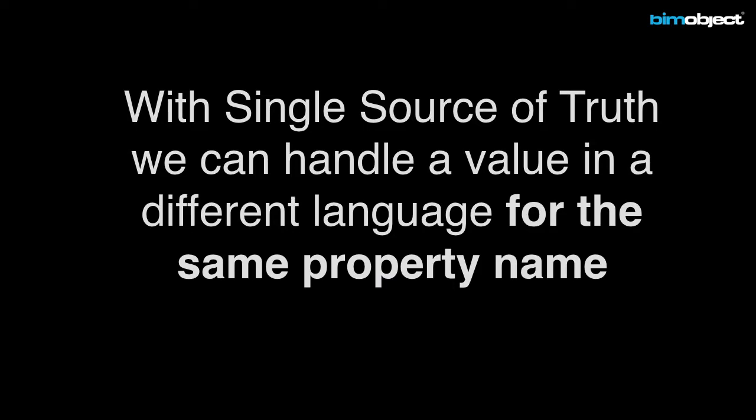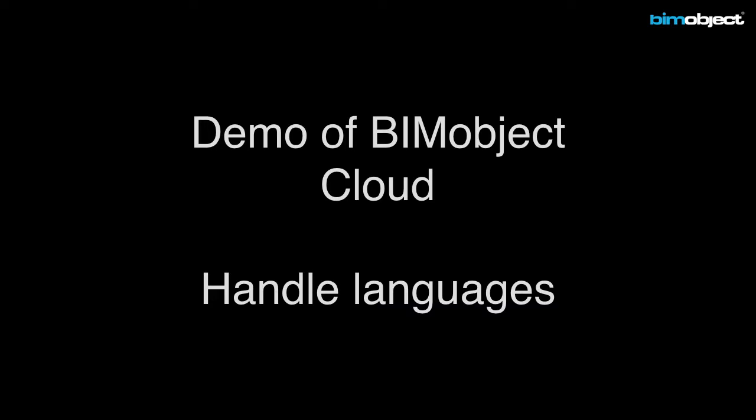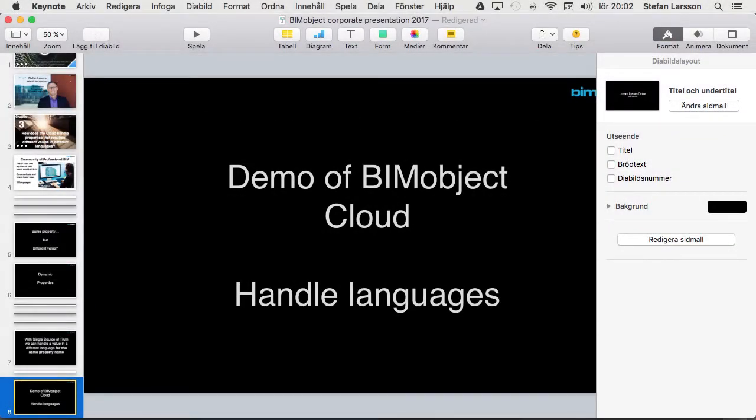The beauty of this is that as we have externalized all the property sets and properties in our single source of truth database, we can handle additional values for different languages. It means that it's another dimension. We can have tables of different values set for the same property name. I'm going to show you how this works.